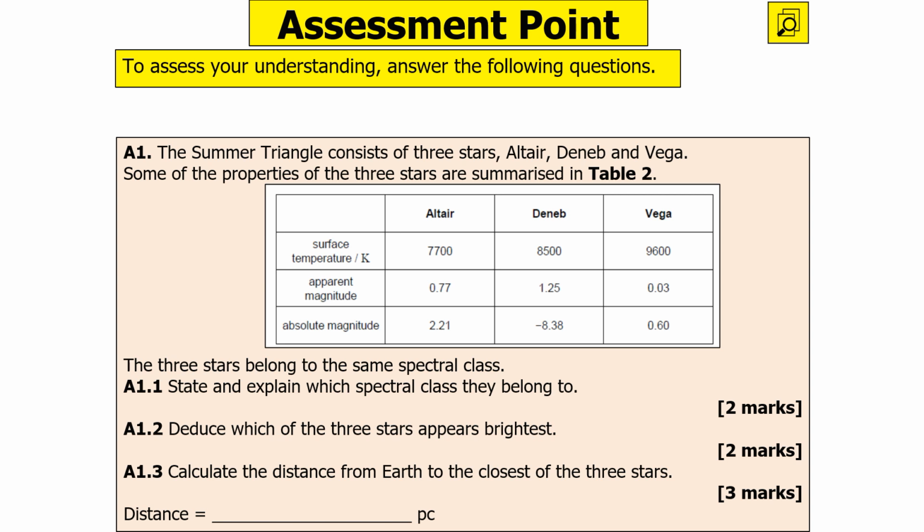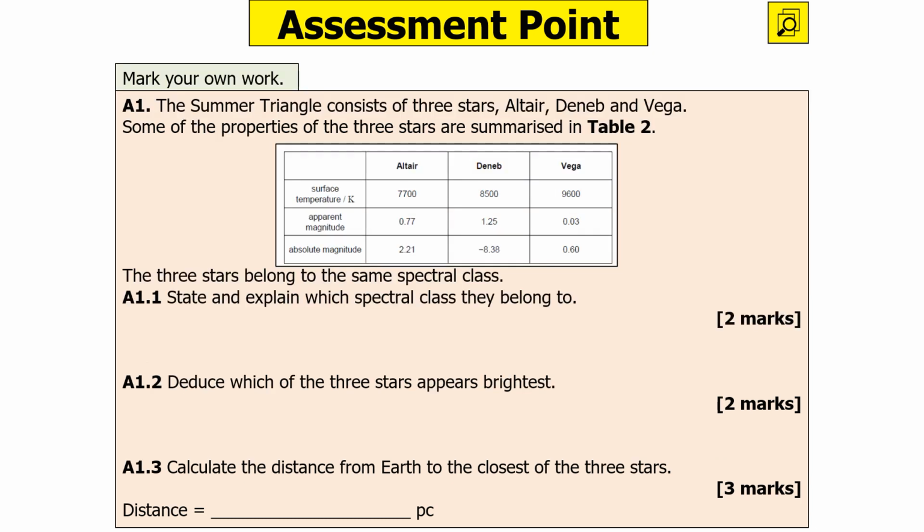Some of the properties of the 3 stars are summarized in the table on the screen. The 3 stars belong to the same spectral class. State and explain which spectral class they belong to. Deduce which of the 3 stars appears the brightest, and calculate the distance from the Earth to the closest of the 3 stars. So pause the video now, then unpause the video when you want to go through your answer.